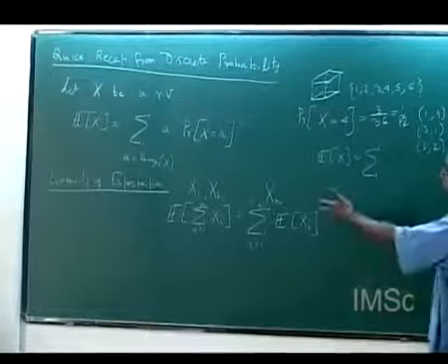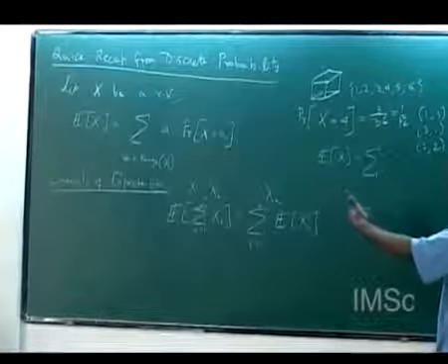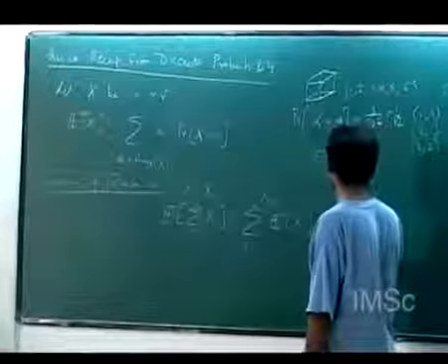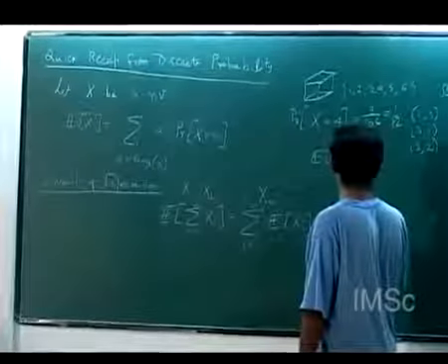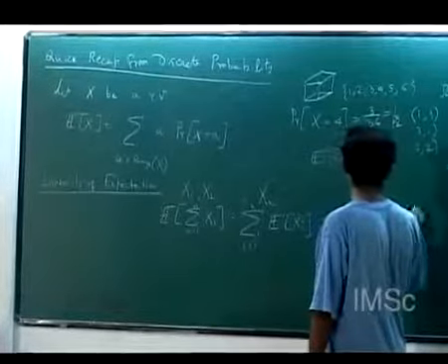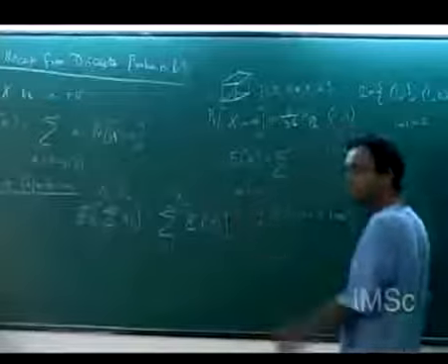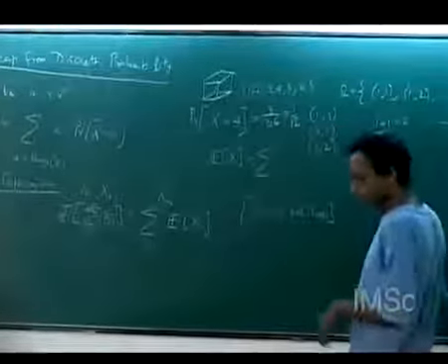If you don't know the proof, proving it is also very simple, but I don't have time to prove it. So if you don't know the proof, just see any basic probability book. So you are going to use this principle. This is called linearity of expectation.